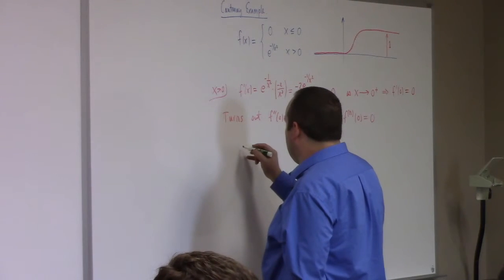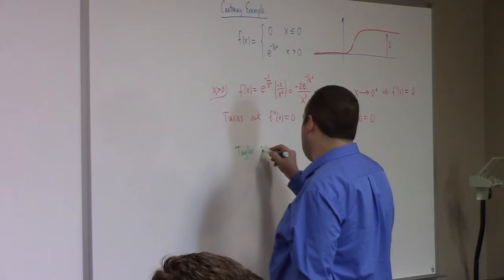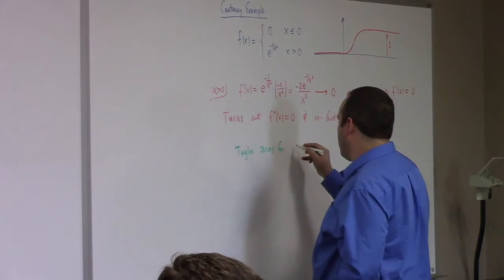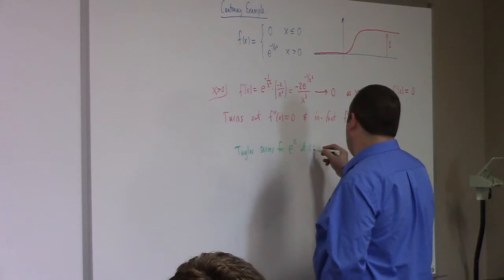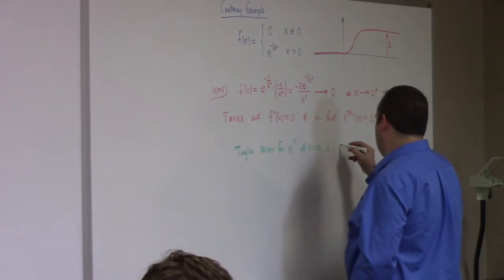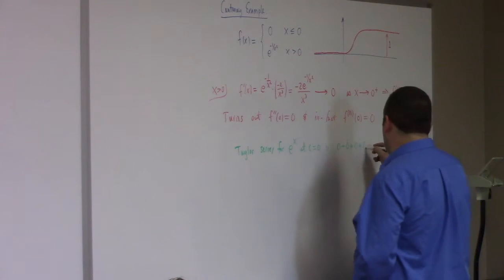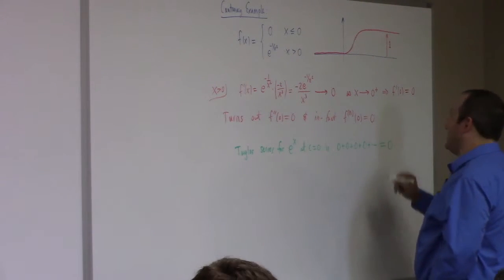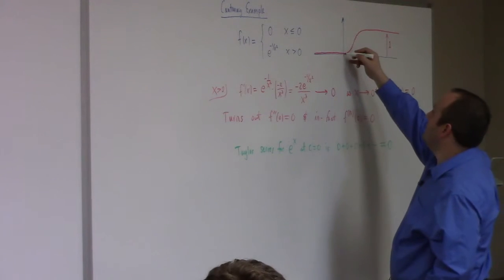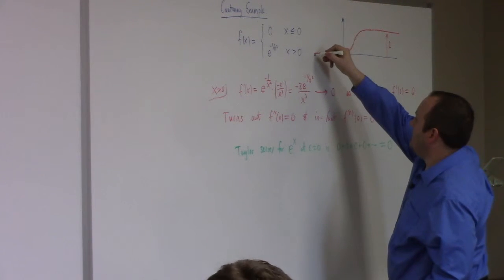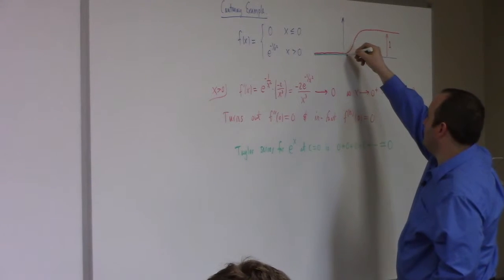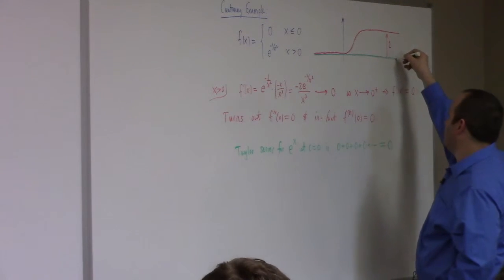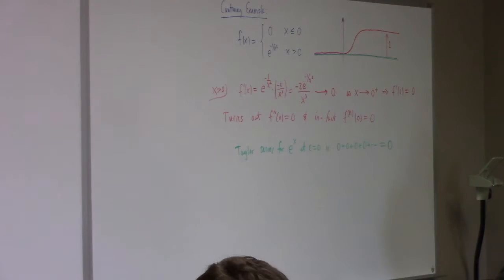So the Taylor series at c equals 0, in other words, the Maclaurin series, is what? 0 plus 0 plus 0 plus 0 plus dot, dot, dot. It is identically the 0 function. If I graph the Taylor series generated by this function at 0, it's this green line down here. As you can see, the green line and the red line do not match.